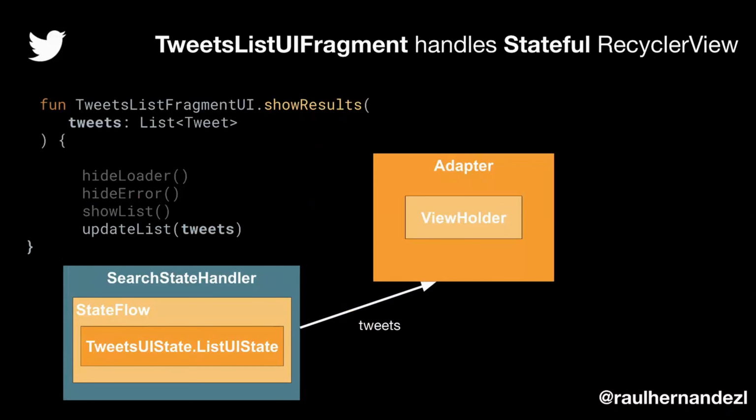So basically the state flow will pass the list UI state with the tweets, and the tweets will be passed to the adapter that will correlate a tweet to a view holder and will render a particular item into that.